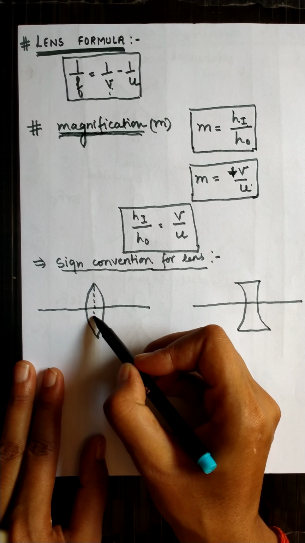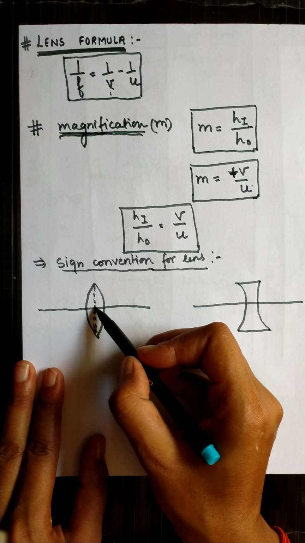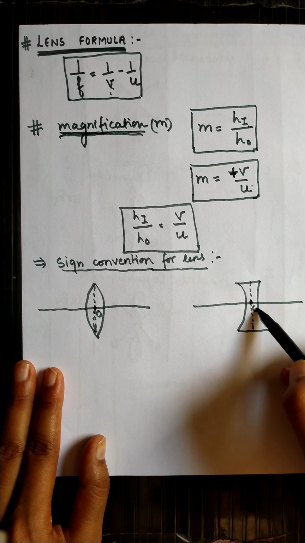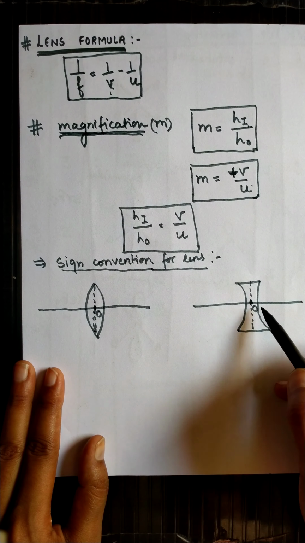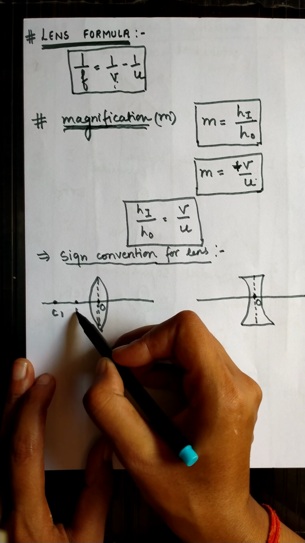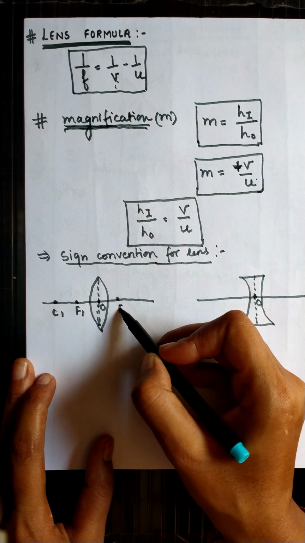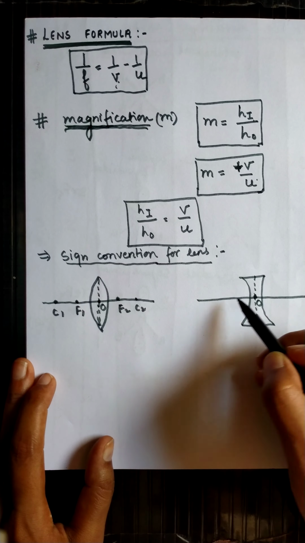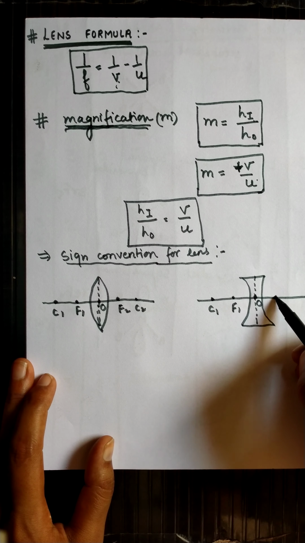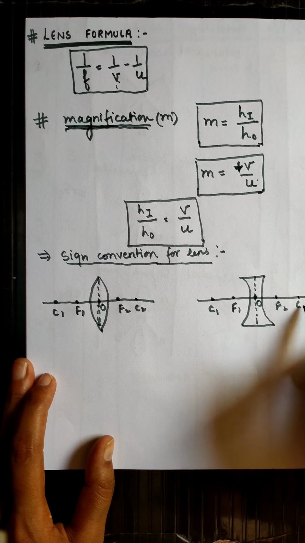This is the optical center of the convex lens. It is also the optical center of the concave lens. This is the center of curvature C1, this is focus F1, this is focus F2, this is C2. Similarly, this is the center of curvature, first focus, second focus, and second center of curvature.